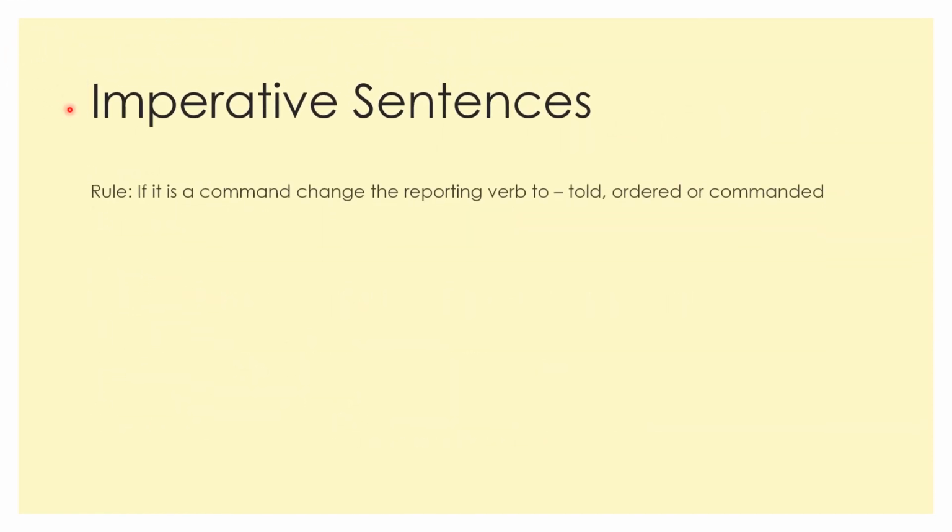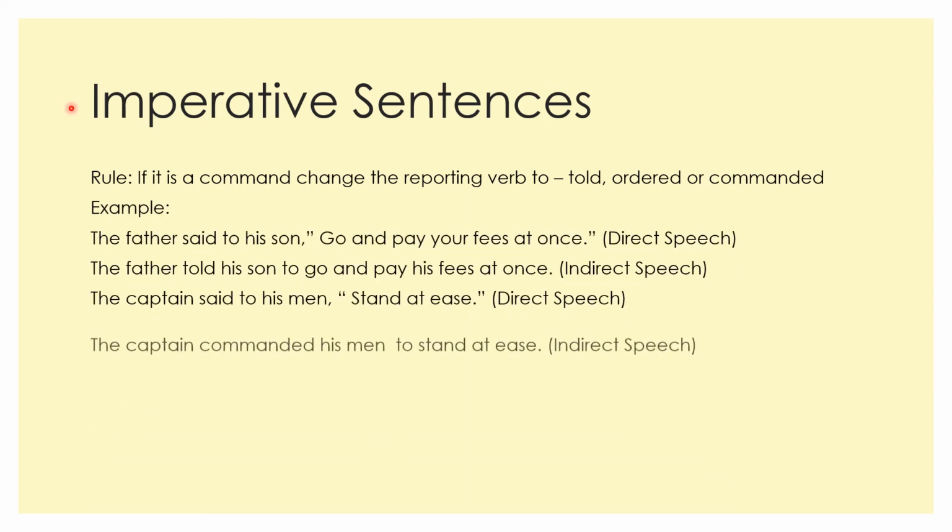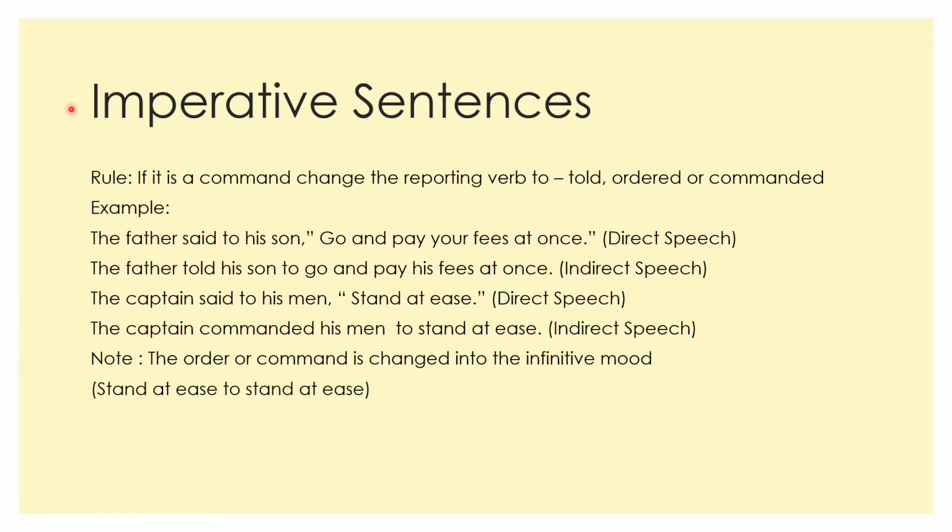Imperative sentences. What are imperative sentences? Sentences with a command or a request. So if there is an imperative sentence in the direct speech, how has it to be changed in the indirect speech? Rule: if it is a command, change the reporting verb to told, ordered, or commanded. Look at the sentence. The father said to his son, go and pay your fees at once. So here this reporting verb said has to be changed to either told, ordered, or commanded.